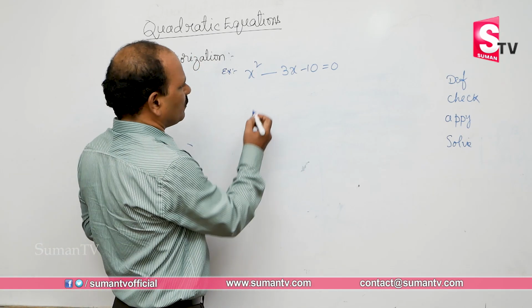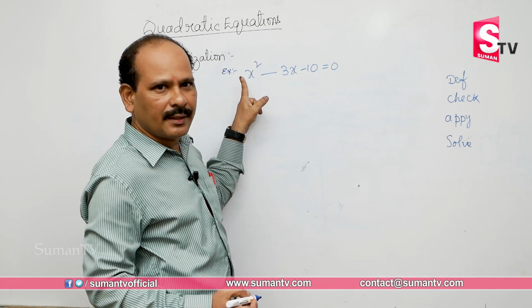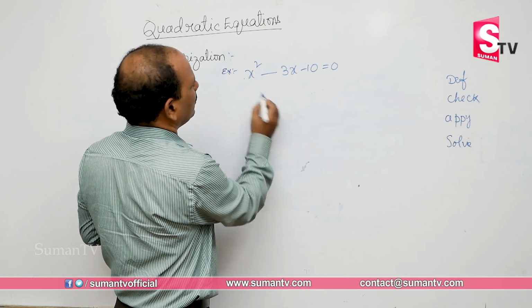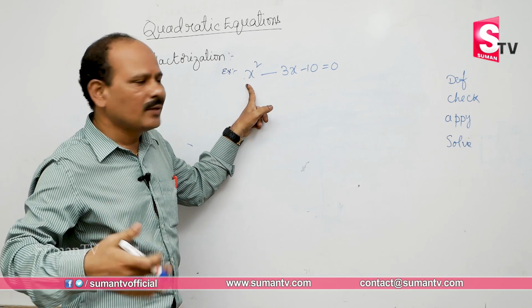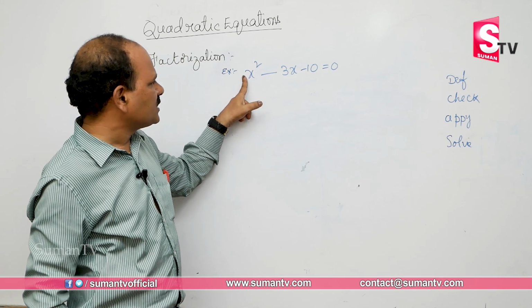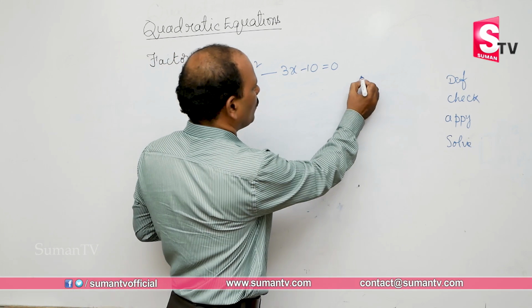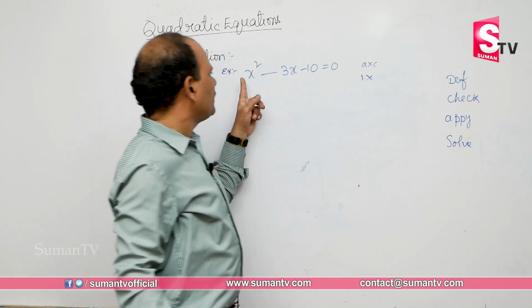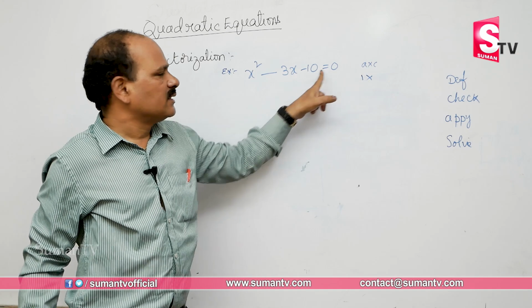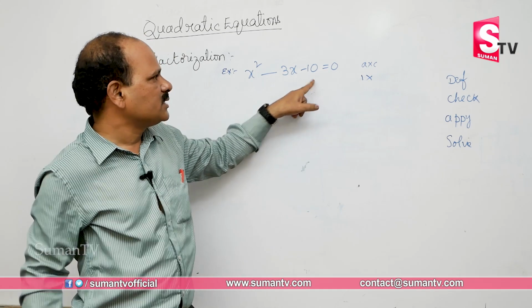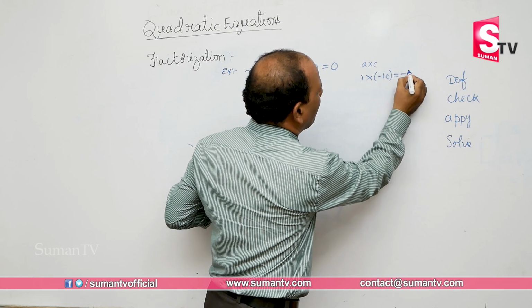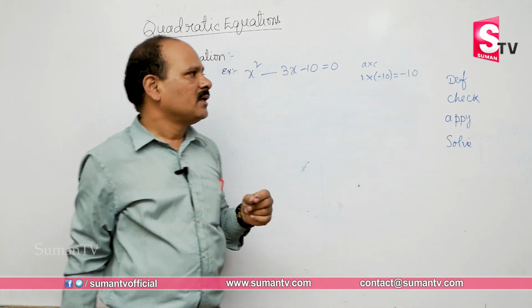Okay. Now, in the first step, I have to multiply a and c. Here, a is 1. If no coefficient is there, you have to take 1. Here, no coefficient is there, so I am taking a as 1. a into c, that I have to do here. Here, a is 1, and c means the constant part, it is equal to minus 10. a into minus 10 is equal to minus 10.